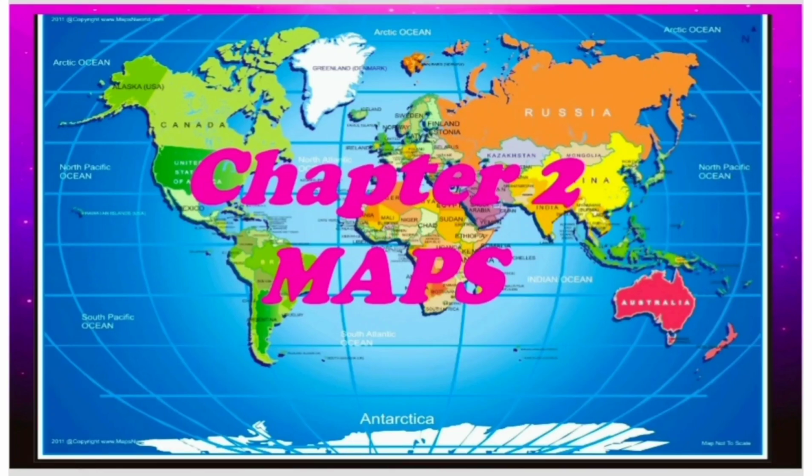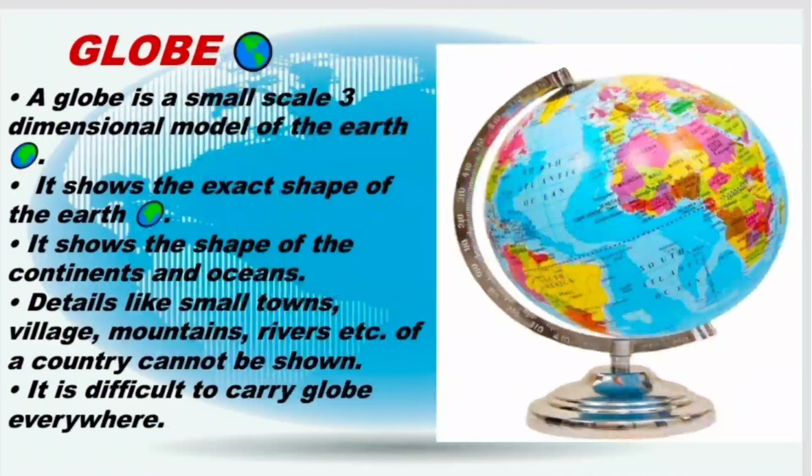Chapter 2: Maps. A globe is a small scale, three-dimensional model of the Earth. It shows the exact shape of the Earth. It shows the shape of the continents and oceans. Details like small towns, villages, mountains, rivers, etc. of a country cannot be shown. It is difficult to carry a globe everywhere.